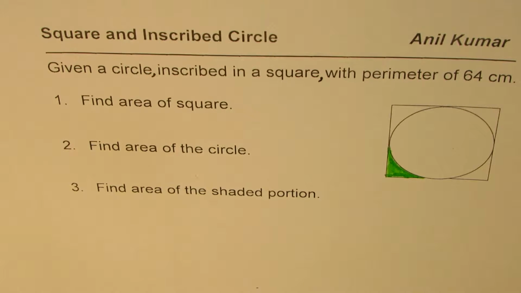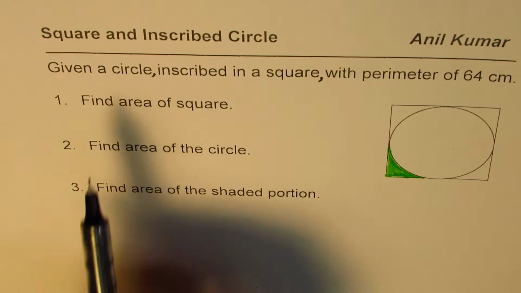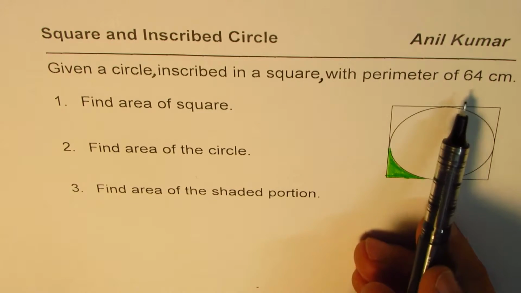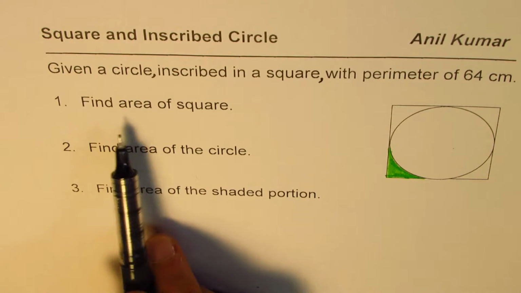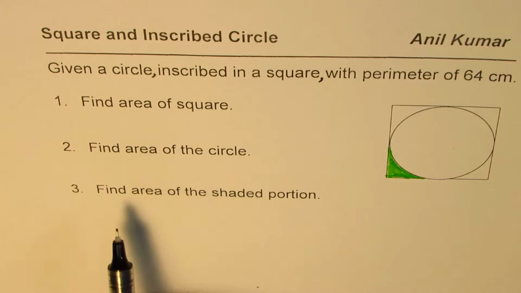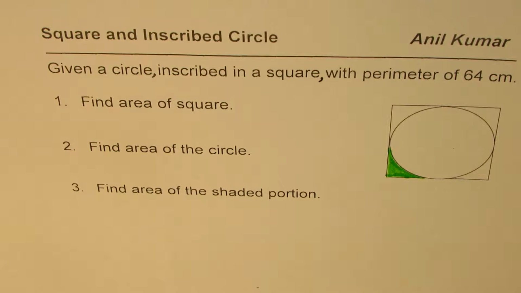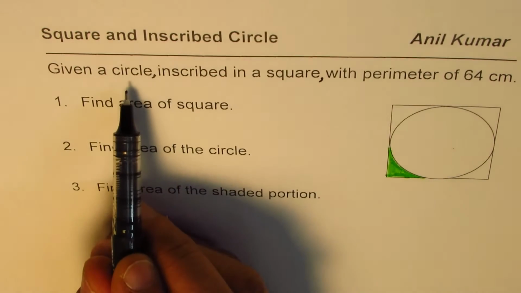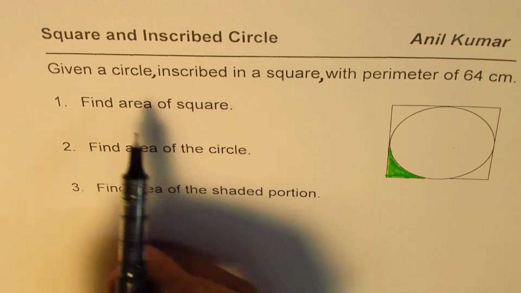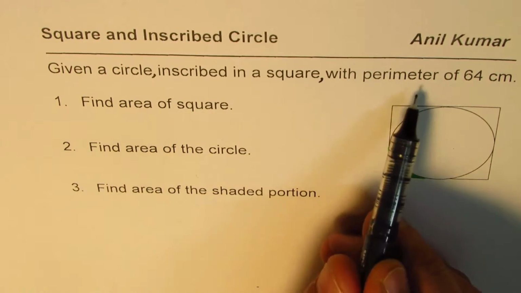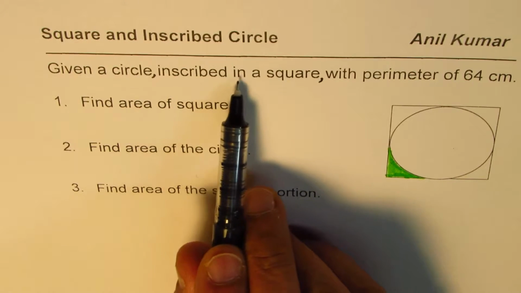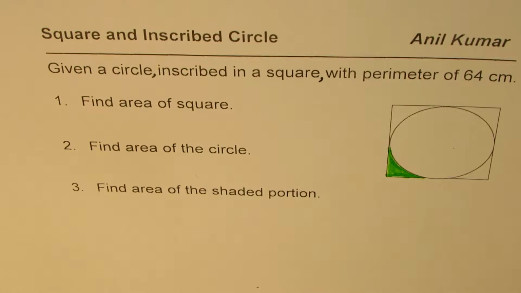Here is another interesting question. Given a circle inscribed in a square with perimeter of 64 centimeters, find the area of the square, the area of the circle, and the area of the shaded portion. Now in this question, the perimeter given to us is the perimeter of the circle, not the square. The circle has a perimeter of 64, and this circle is inscribed in a square. I hope that point is clear to you.